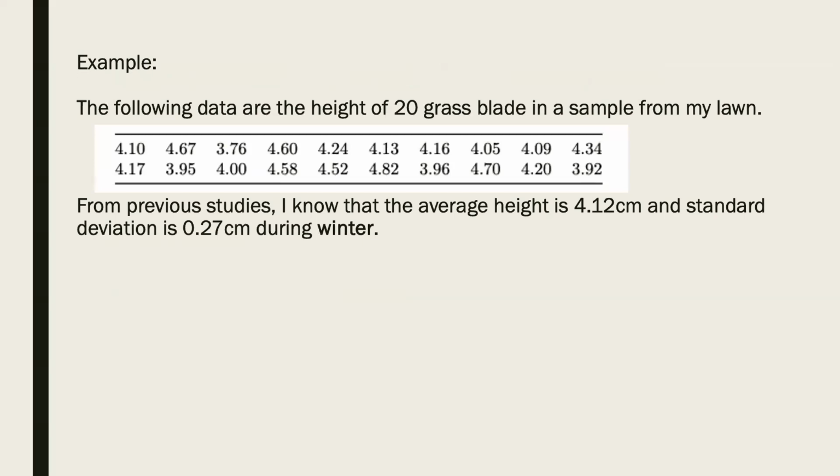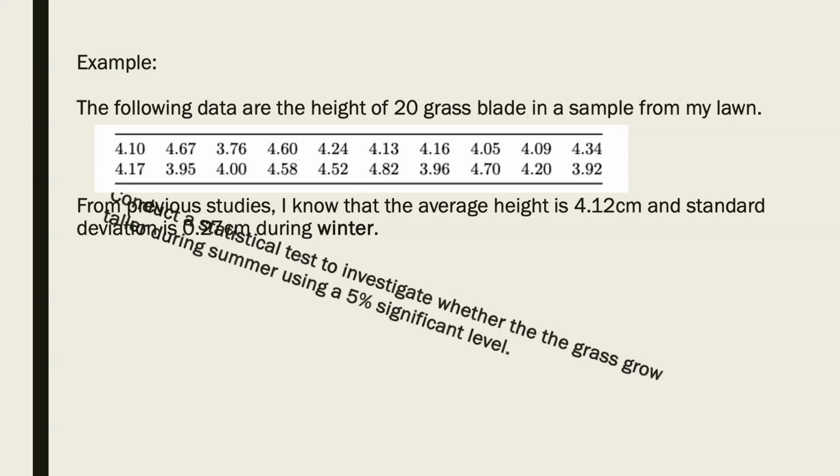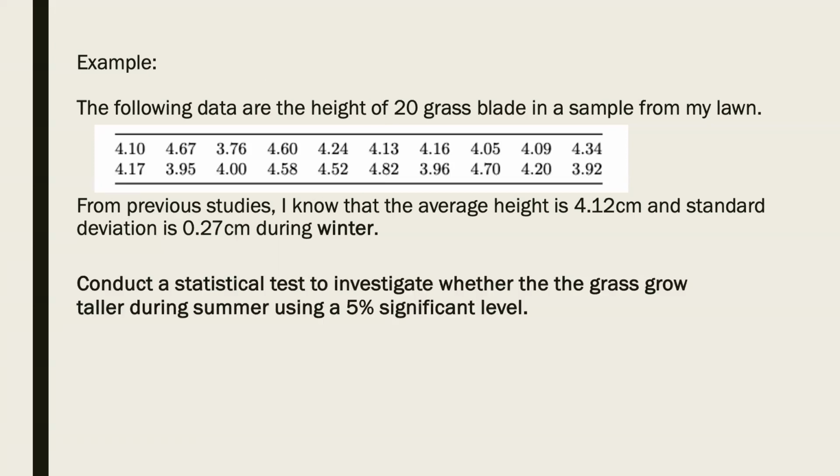So the easiest way to learn is just to go through an example. The following data is just the height of 20 grass blades in a sample from my lawn. And all these are in centimeters. From my previous study, I know that the average height is 4.12 cm and the standard deviation is 0.27 cm, which I measured during winter. And our task for today is to conduct a statistical test to investigate whether the grass grows taller during summer by using a 5% significance level.